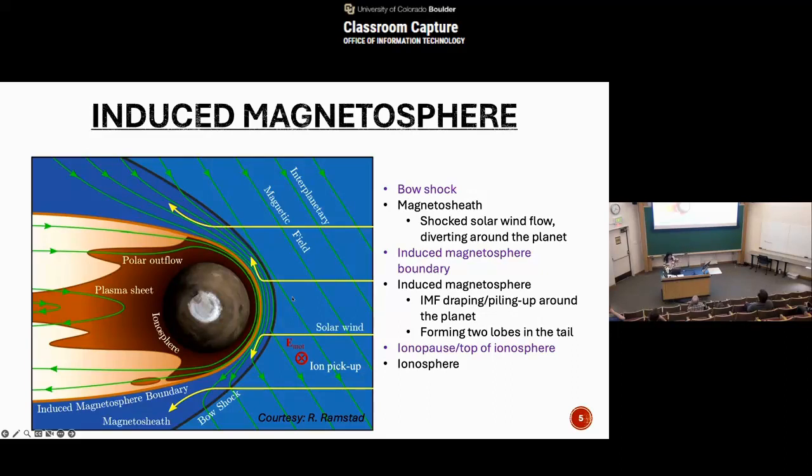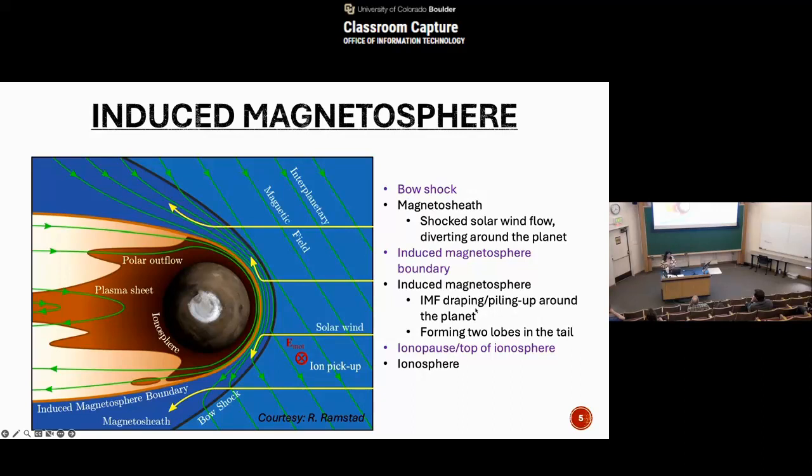To the left, if we zoom in, we have what we call the bow shock. It separates the upstream solar wind flow and the downstream. And inside here, we have different plasma regimes, and then there are boundaries that separate them. The boundary terms I highlight in purple. Most importantly and relevant to this talk is the induced magnetosphere.